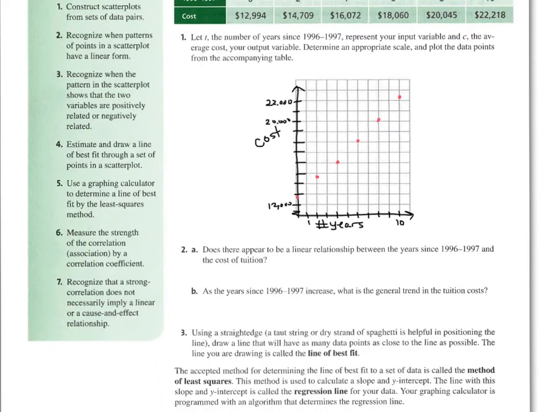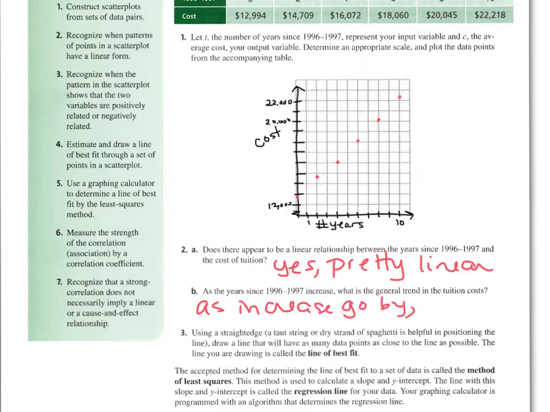So does there appear to be a linear relationship between the number of years since 1996-97 and the cost? Definitely. It definitely looks linear. Okay, so yes, this looks pretty linear. And as the years increase, what's the general trend? I just mentioned that it looks like an increasing line. So the general trend is, as the years go by, the cost increases.